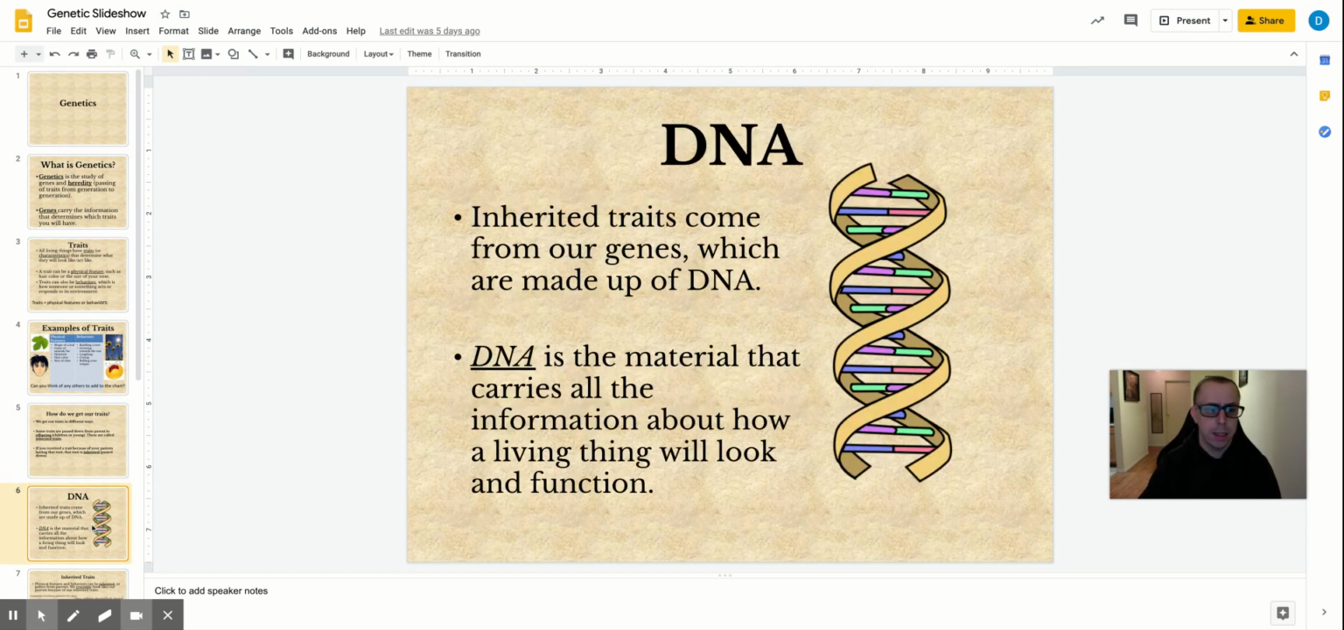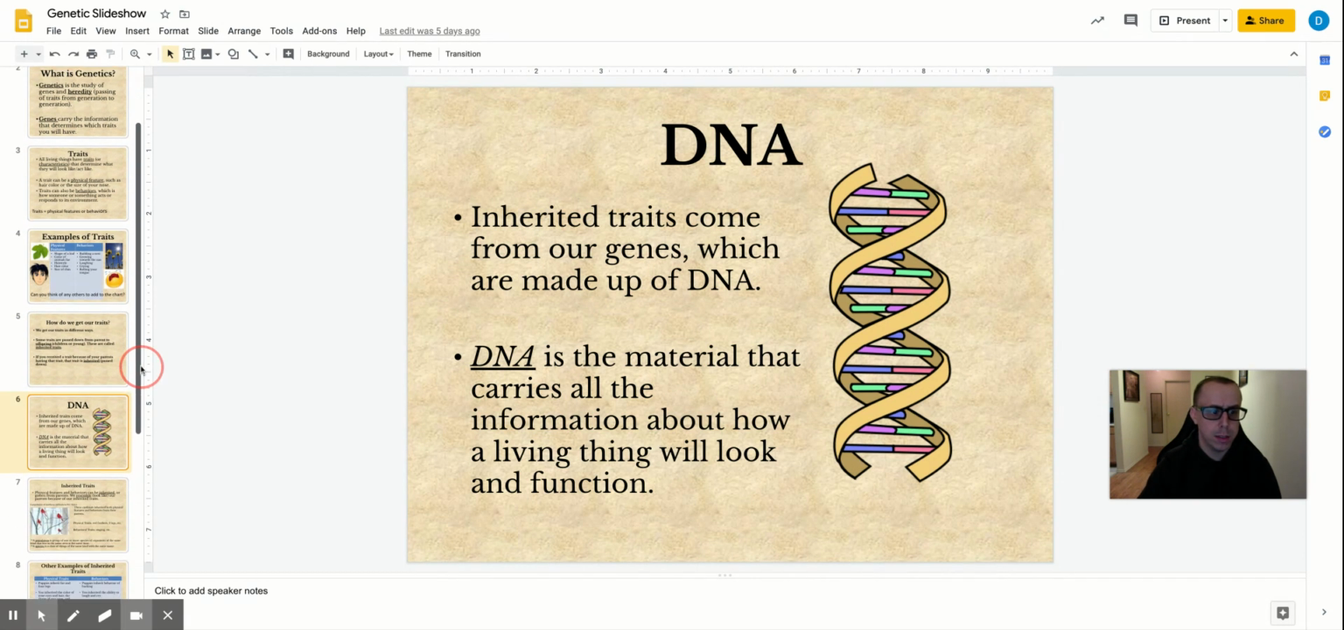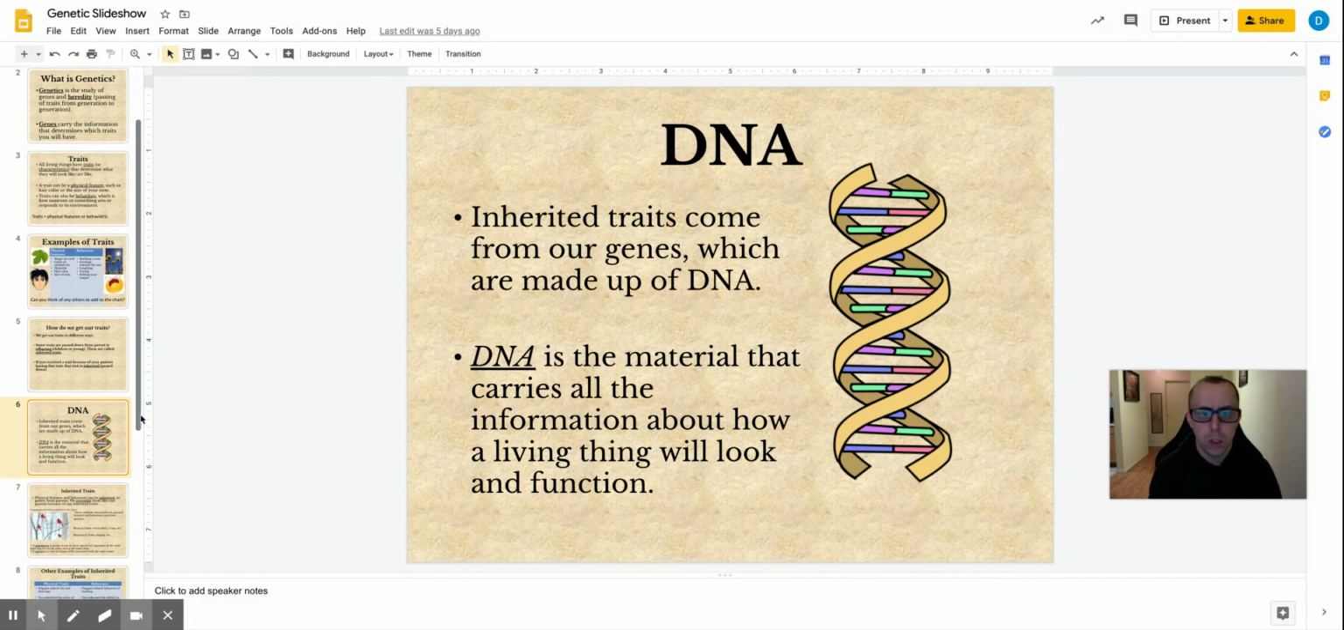Okay, so here is a little bit about DNA. Inherited traits come from our genes, which are made up of DNA. DNA is the material that carries all the information about how a living thing will look and function. Function means act, how it will act or respond to its environment. So we talked about DNA and how there's 4 chemicals that make up DNA. Now let's just look here and let's just use this picture as an example. This is a great visual. Let's just say there's a purple, a green, a blue, and a pink. Okay, those are the only 4 that you see.